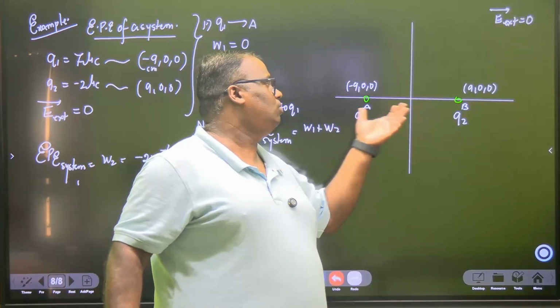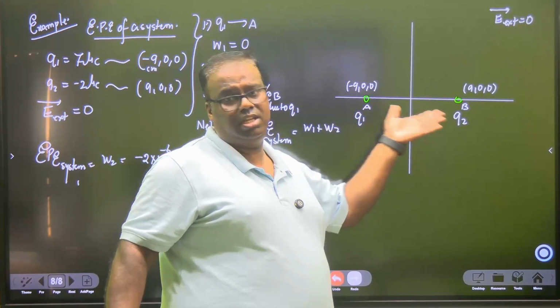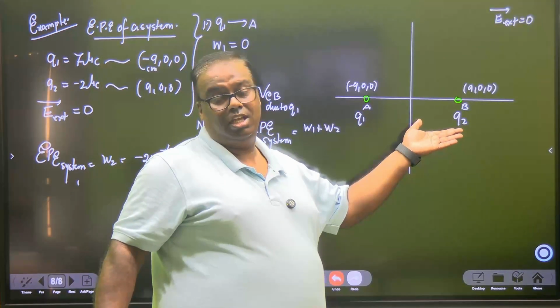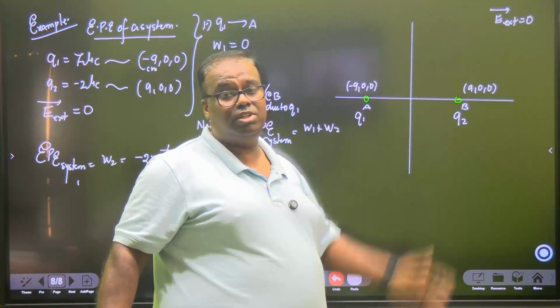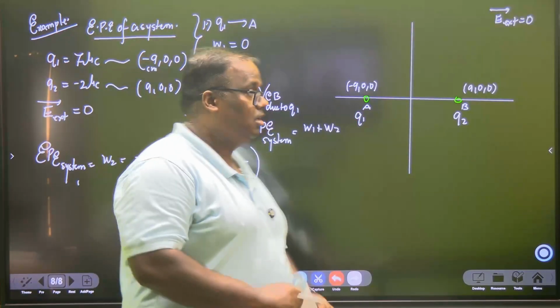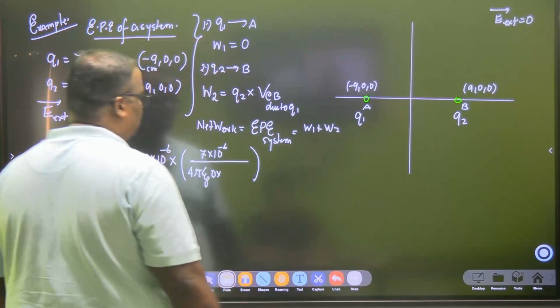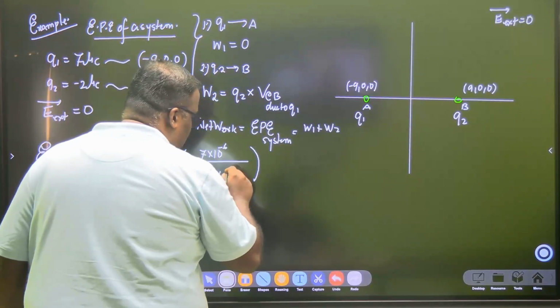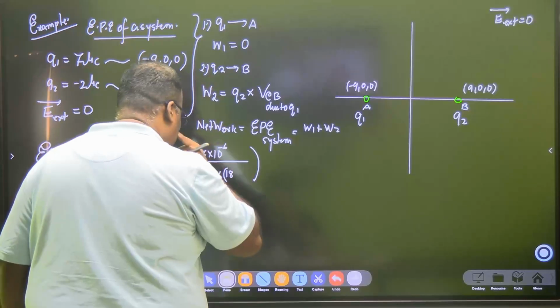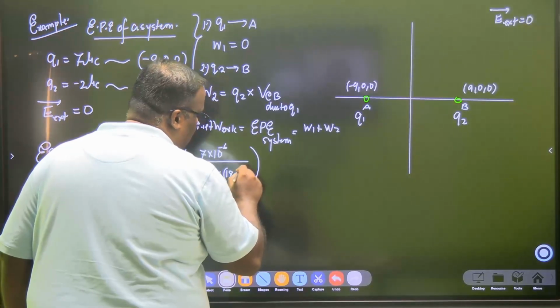It is not 2q. The distance is how much? 9 on this side, 9 on this side, 18. But they are in centimeters. We will convert them back to meters. Okay, so how much will it be? 0.18. So can I not write it as 18 into 10 to the power 0.